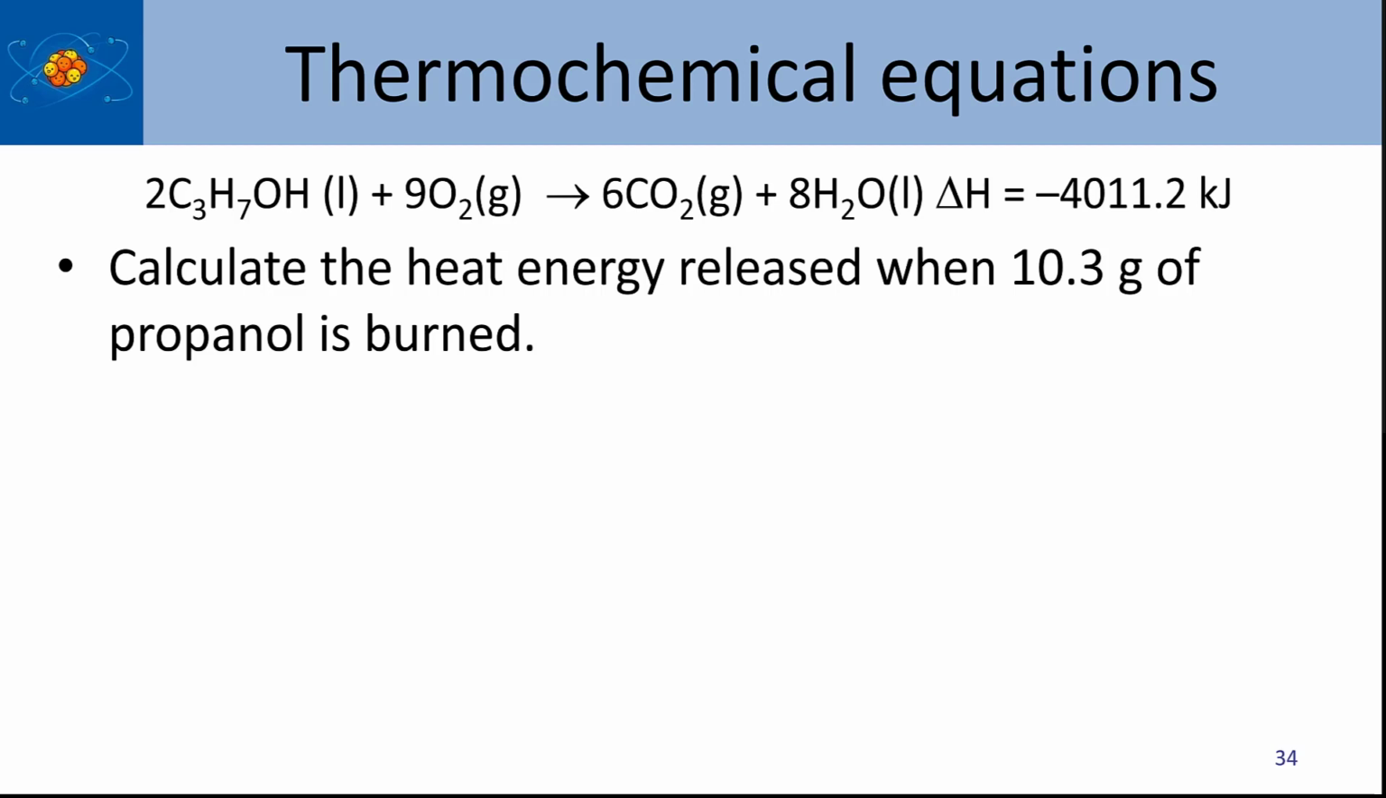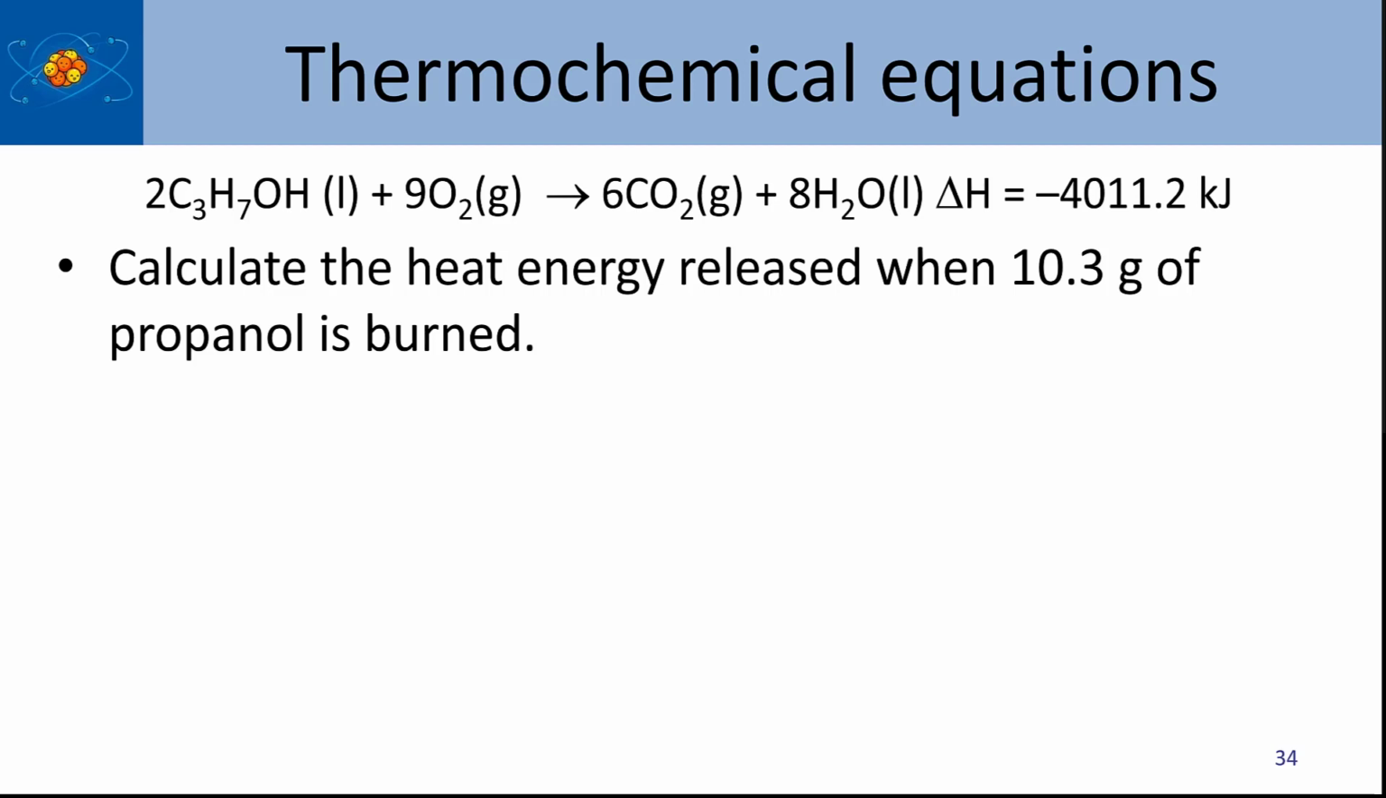You're going to run out of gas about halfway home. That's because the amount of energy available from the gasoline is dependent on the amount of gasoline that you have. So here's a calculation.